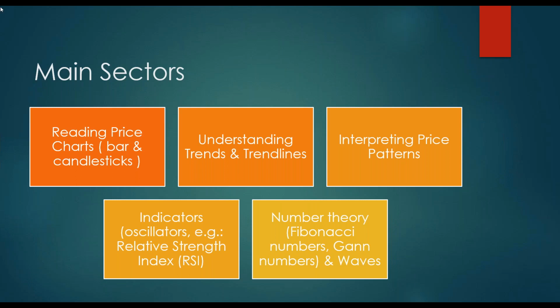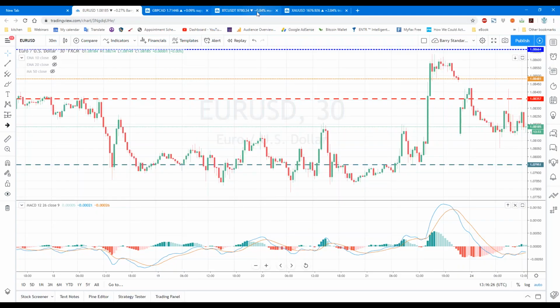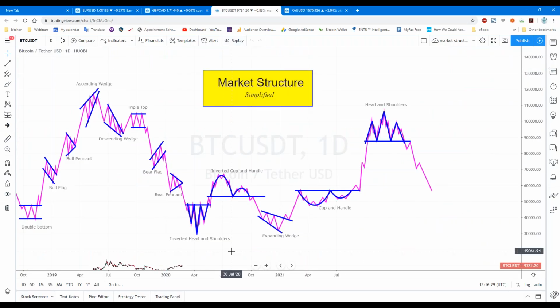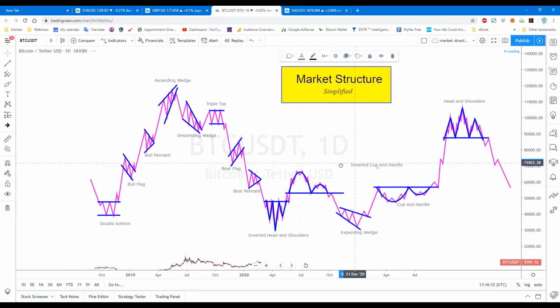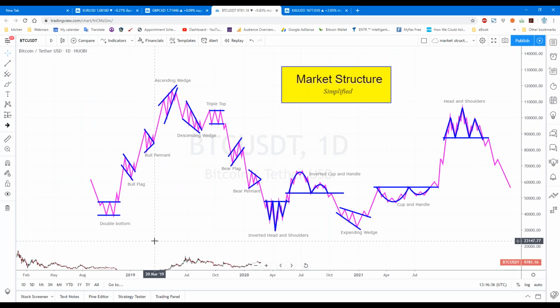Well, here, let me take you back and show you the list of chart patterns. Hold on a second, because I've got a little chart I made up for you. This is what we call market structure. And as you see, there's all different types of patterns that appear in the price movement. We have double bottoms, triple bottoms, double tops. We have bull flags, bull pennants, descending wedges, bear flags, bear pennants, inverted head and shoulders, expanding wedge, cup and handle, and regular head and shoulders.